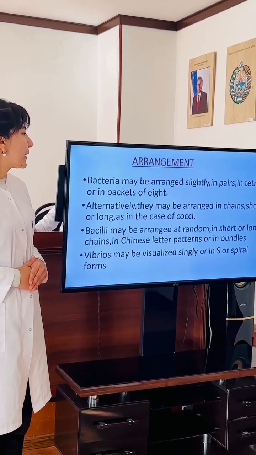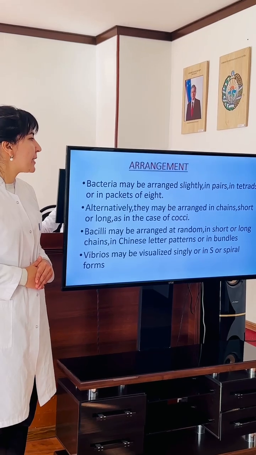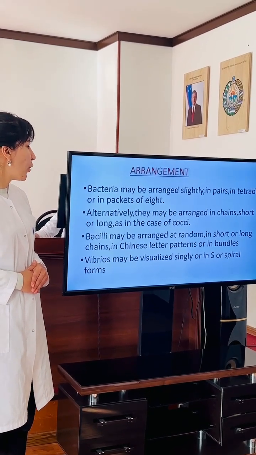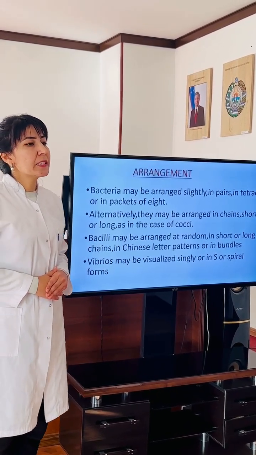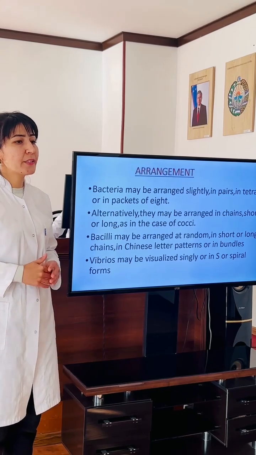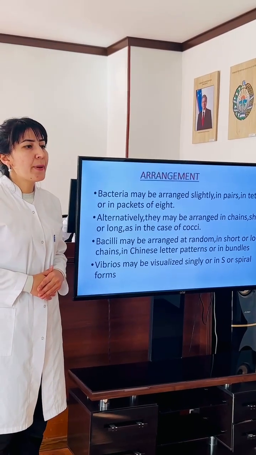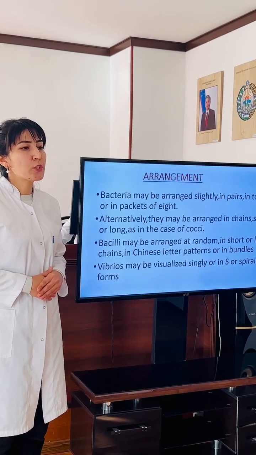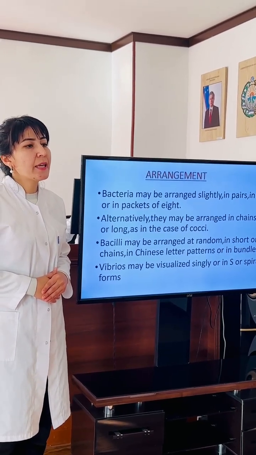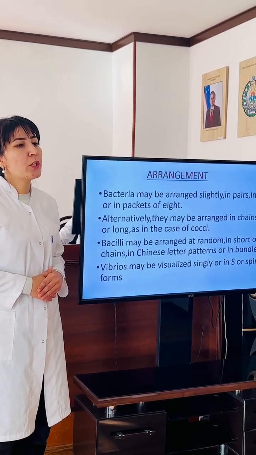Arrangement. Bacteria may be arranged in pairs, in tetrads, or in packets of 8. Alternatively, they may be arranged in chains, short or long, as in the case of cocci. Bacilli may be arranged randomly, in short or long chains, in Chinese letter patterns, or in bundles too.